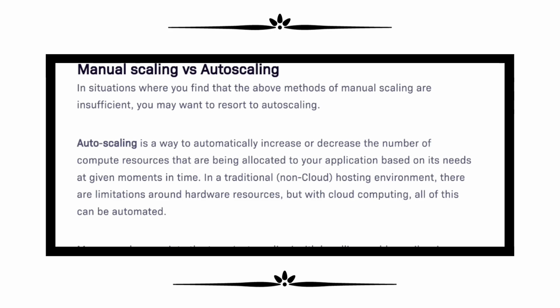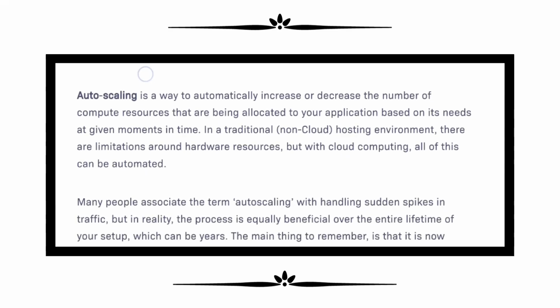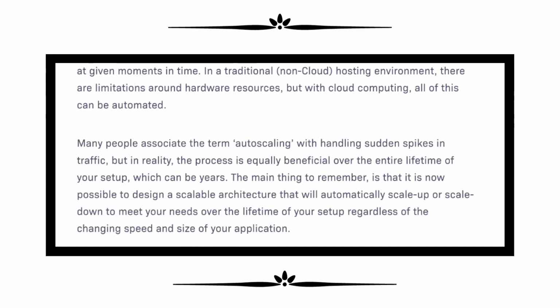Manual scaling versus auto scaling. In situations where you find that the above methods of manual scaling are insufficient, you may want to resort to auto scaling. Auto scaling is a way to automatically increase or decrease the number of compute resources that are being allocated to your application based on its needs at a given moment in time. In a traditional non-cloud hosting environment, there are limitations around hardware resources, but with cloud computing, all of this can be automated. Many people associate the term auto scaling with handling sudden spikes in traffic, but in reality, the process is equally beneficial over the entire lifetime of your setup, which can be years.